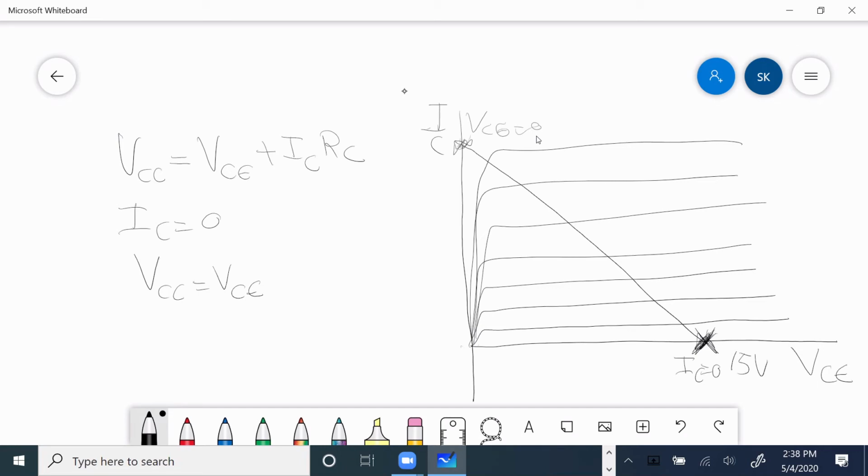And then I say VCE is equal to 0, in which case IC will be VCC over RC, which is 15 divided by 5K, which is 3 milliamp. And that would be IC 3 milliamp. Do you see that? So I can now draw my load line.